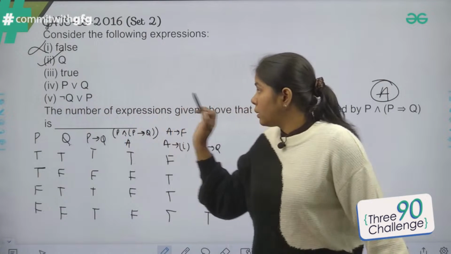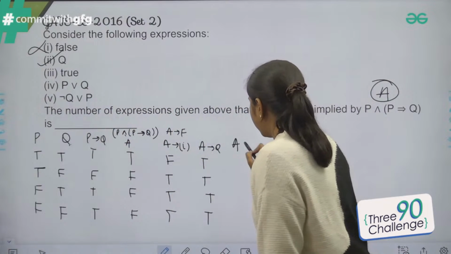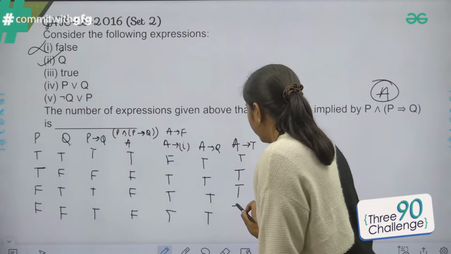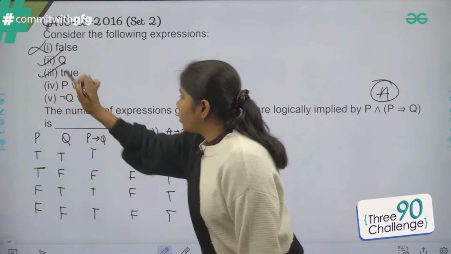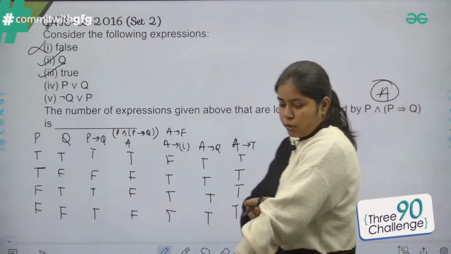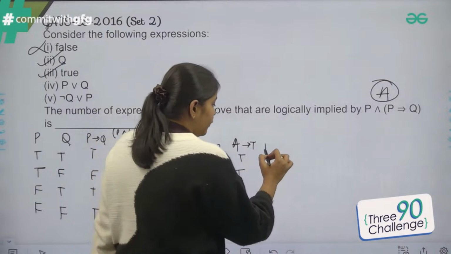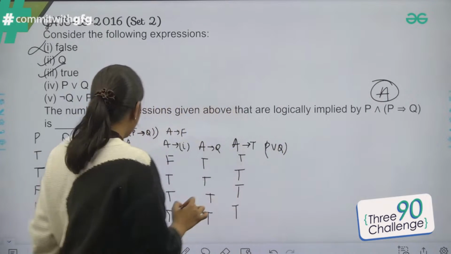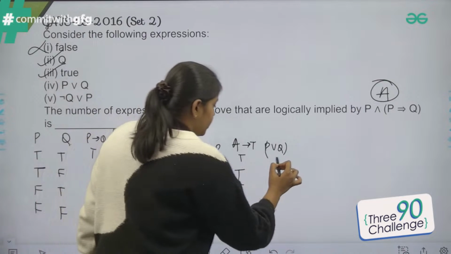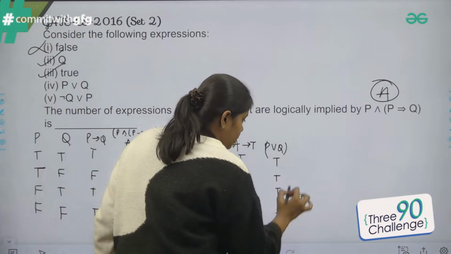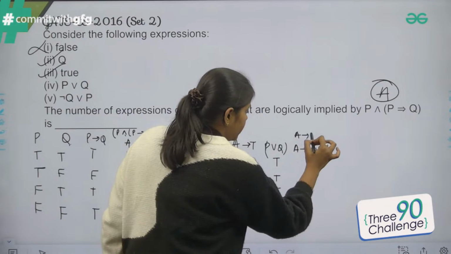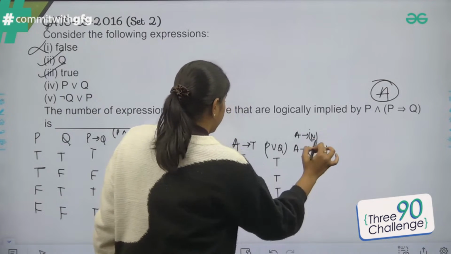I'll go for the third, that is true. So A implication true. I know this would give me true implication true, true, true, true, true. So this is also logically implied. Now I have to check for P or Q and negation Q or P. So let's first find the truth value for P or Q. It would be true, true, true, and false. Now A implication P or Q, that means A implication the fourth option.